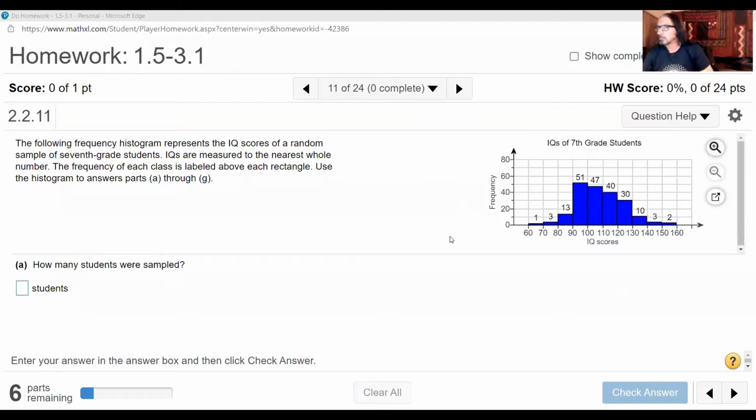On this first one, we are provided a histogram that is already made for us, and we are given the frequency at the top of each bar or rectangle. When we're asked how many students were sampled, we can add up what we see at the top of each rectangle, and we get a total of 200.